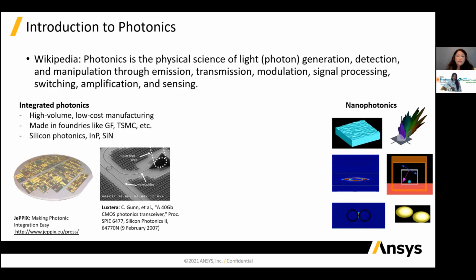In photonics, we divide it into two regimes for Ansys Lumerical tools, based on how their applications are oriented. First, integrated photonics, which is about high-volume, low-cost manufacturing in foundries like GlobalFoundries, TSMC, etc., the world's leading foundries. The material choice for those foundries is silicon photonics, and sometimes indium phosphide or silicon nitride. On the other hand, nanophotonics is most likely very small features.